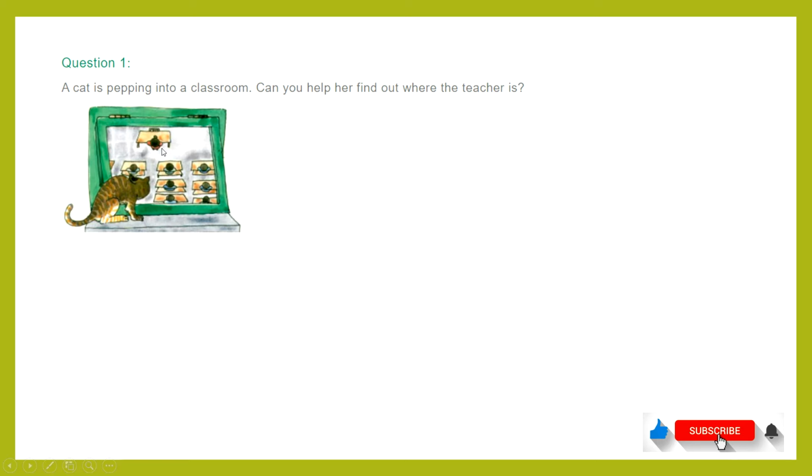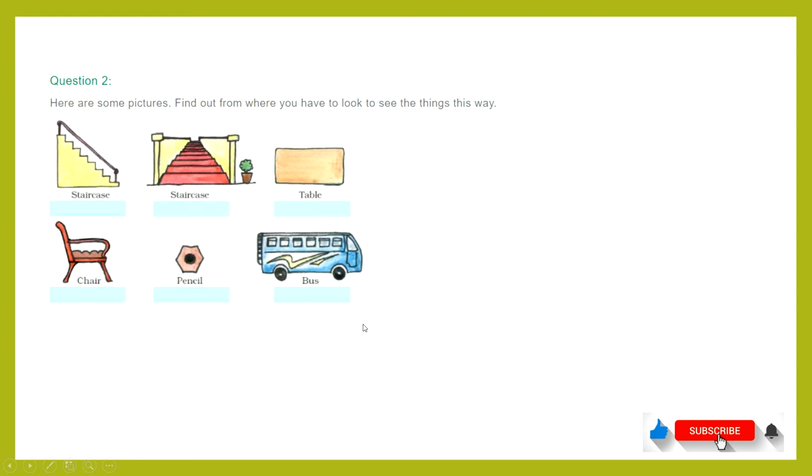Here is the cat who is peeping inside the classroom, and here's the question, can you help her to find out where the teacher is? So you can see, give it a closer look. See, this teacher is standing in front of the students in the class. So the same you can answer for this question. Teacher is standing in the front of the students in the class.